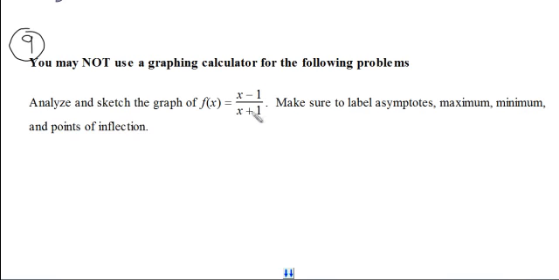So we're going to analyze and sketch the graph. We're going to have to find our vertical and horizontal asymptotes, our max, min, and points of inflection. And I need to make sure that I label them.